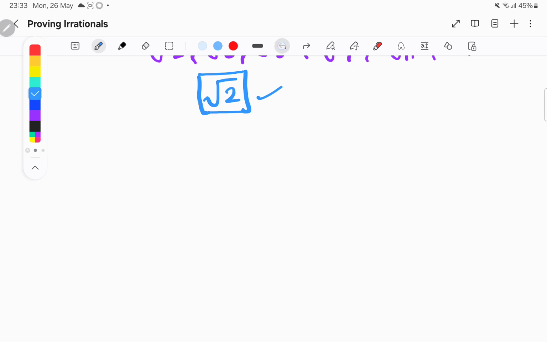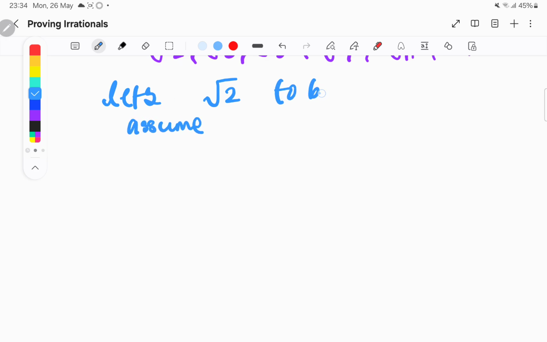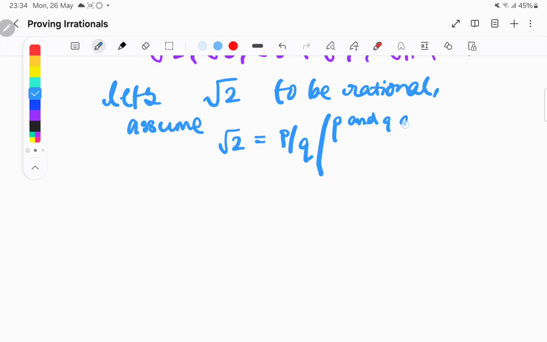Now root 2. So we know root 2 is an irrational number. So let's assume root 2 to be rational. Now what was the condition? Revise. Yes, it should be in p by q form. So root 2 should be equal to p by q. Simple. But you also have to write the condition in brackets, otherwise you won't get the marks. P and q are integers, q not equal to 0.